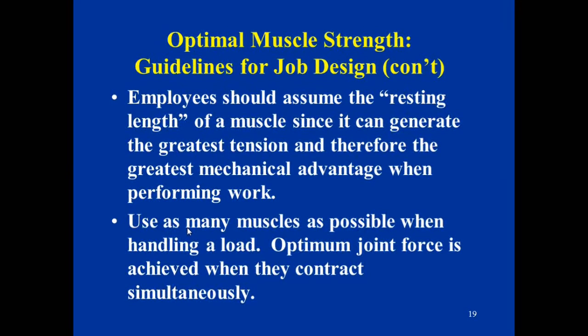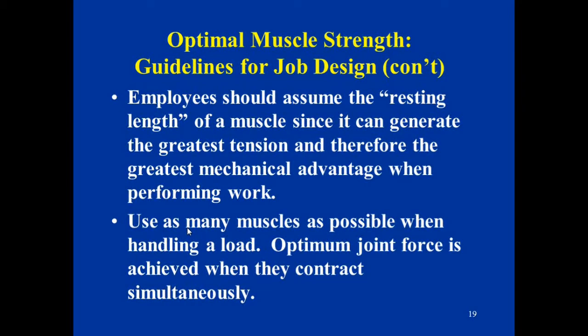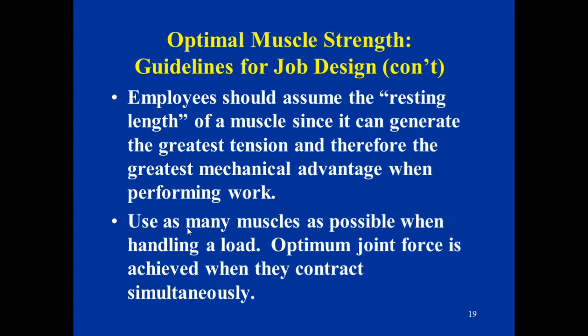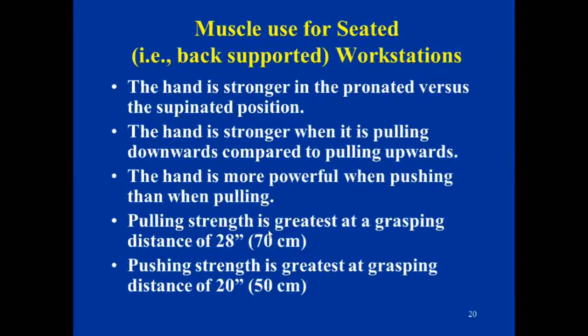Now, as I mentioned to you, you have the greatest leverage at 90 degrees, and we talked about the force times the sine of the angle. But the resting length of muscles in the case of, let's say, the upper to the lower arm is about 120 degrees. So these muscles are now at the resting length and can generate the best tension to give you the mechanical advantage that you want when holding a particular object. Use as many muscles as possible when handling a load. This means recruiting the synergistic muscles I talked about before. The optimum joint force is achieved when they contract simultaneously.